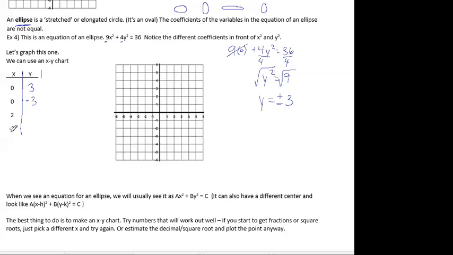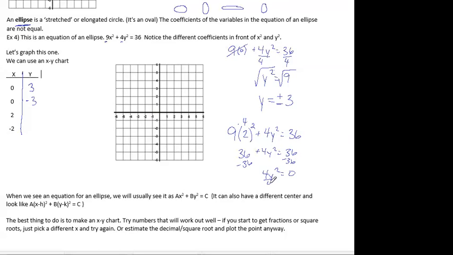Now I'm going to plug in 2. So I have 9 times positive 2 squared plus 4y squared equals 36. Let's see, 9 times 2 squared is 4, so 9 times 4 is 36, plus 4y squared equals 36. So if I subtract this to the other side, I'm going to get that 4y squared is equal to 0.